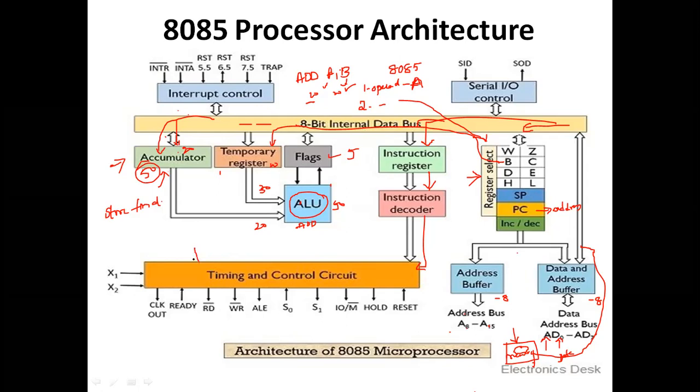And what is the purpose of the timing and the control unit? It is going to send all the control signals, like whether we are going to do a read operation or a write operation. These operations are going to be signaled by the timing and the control unit. Fine. And interrupt control, in the sense, if any interrupts come from outside, the interrupt control is going to handle them.